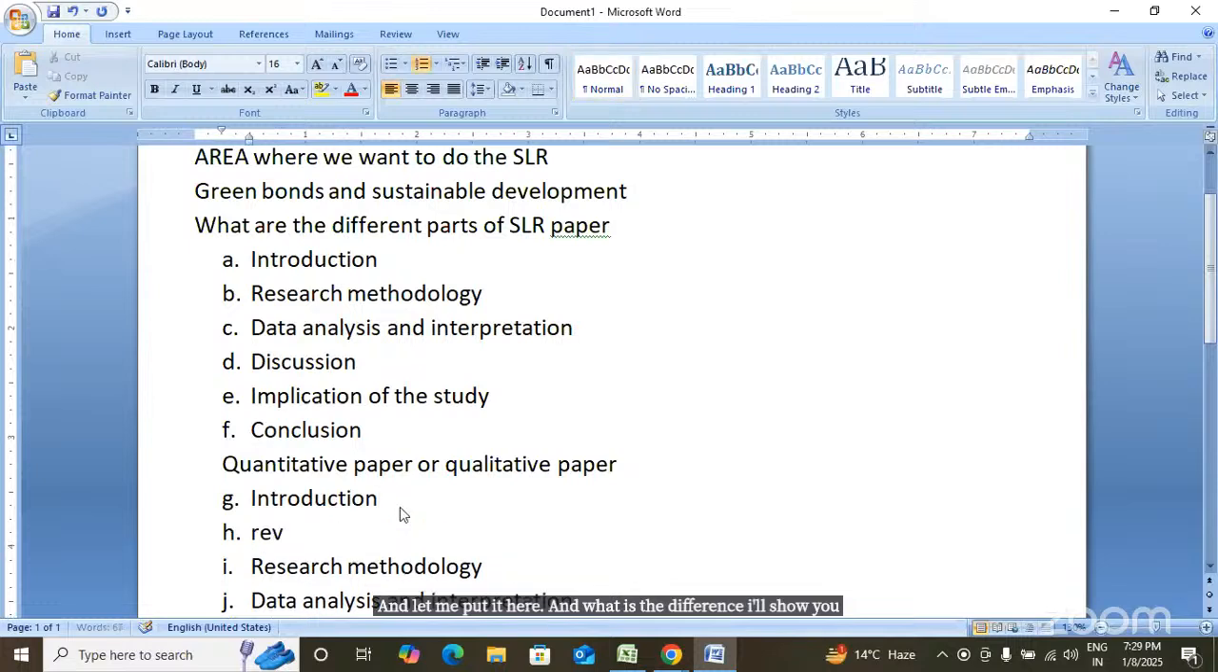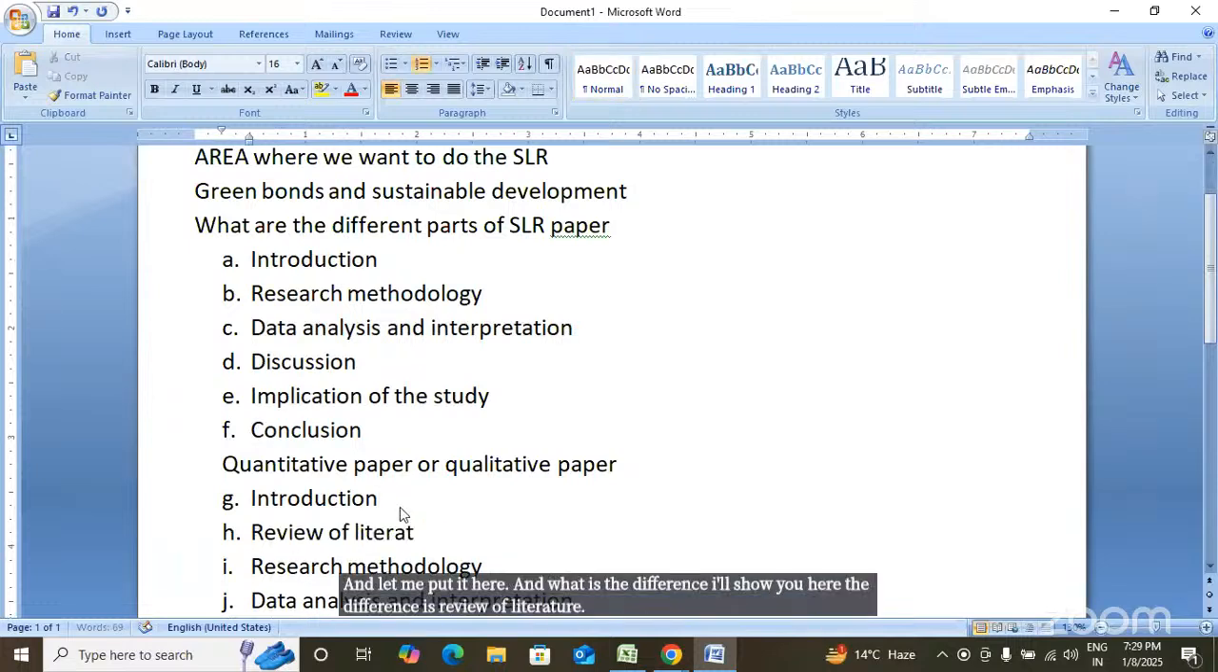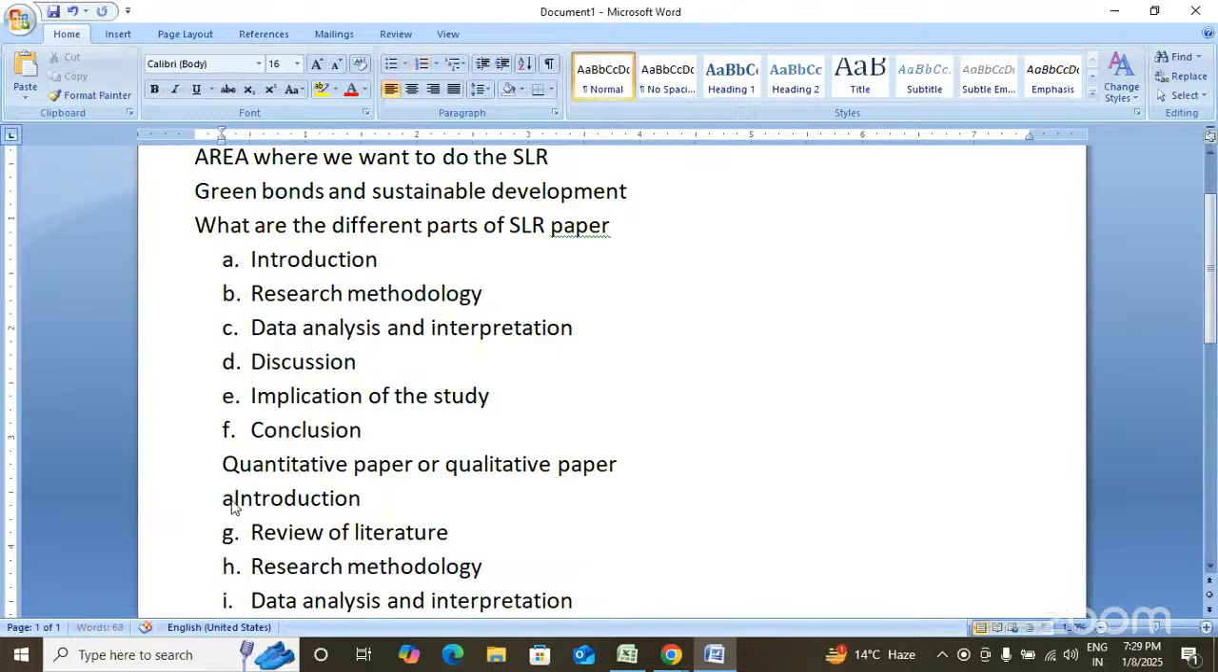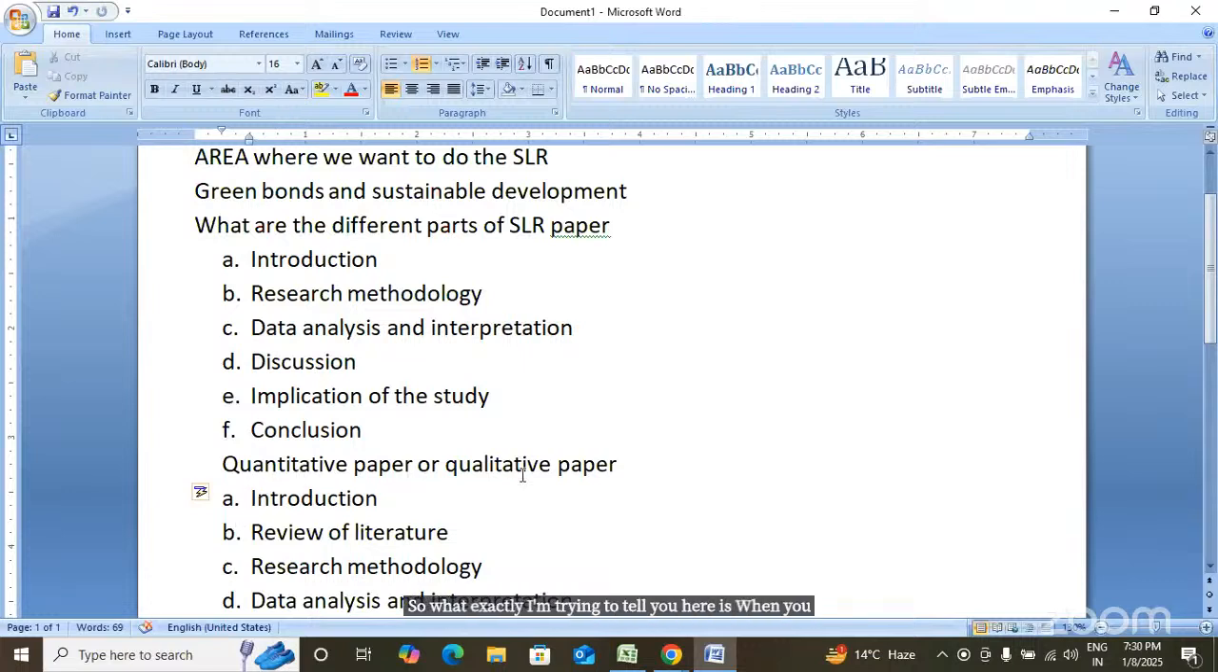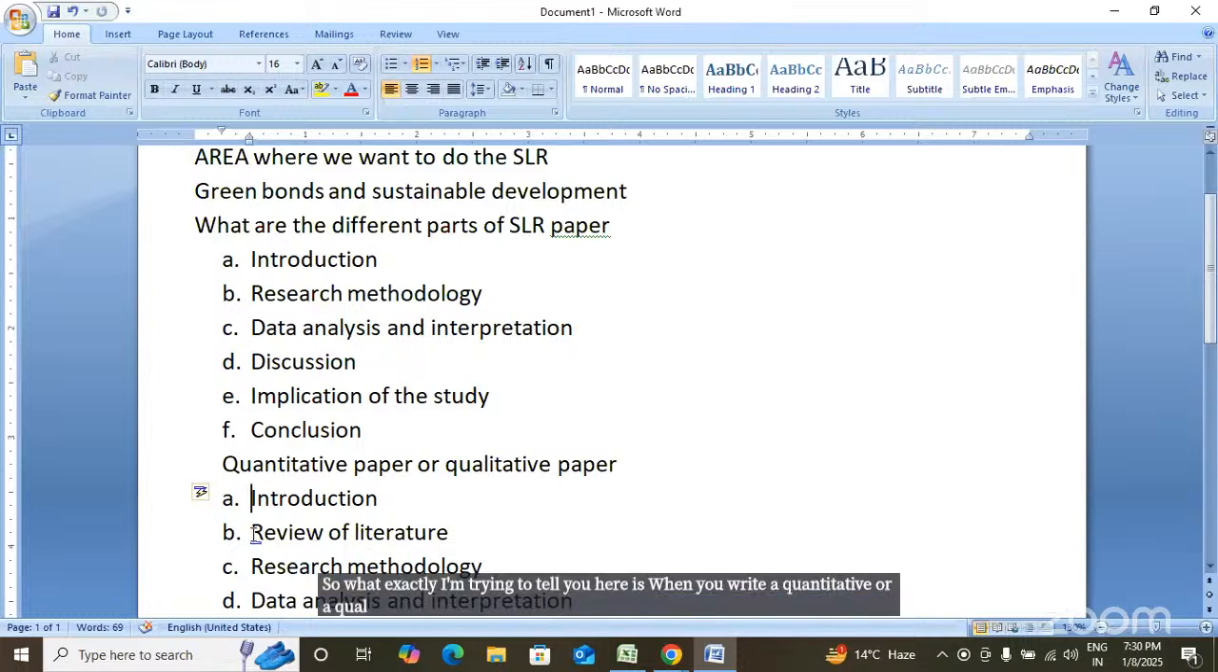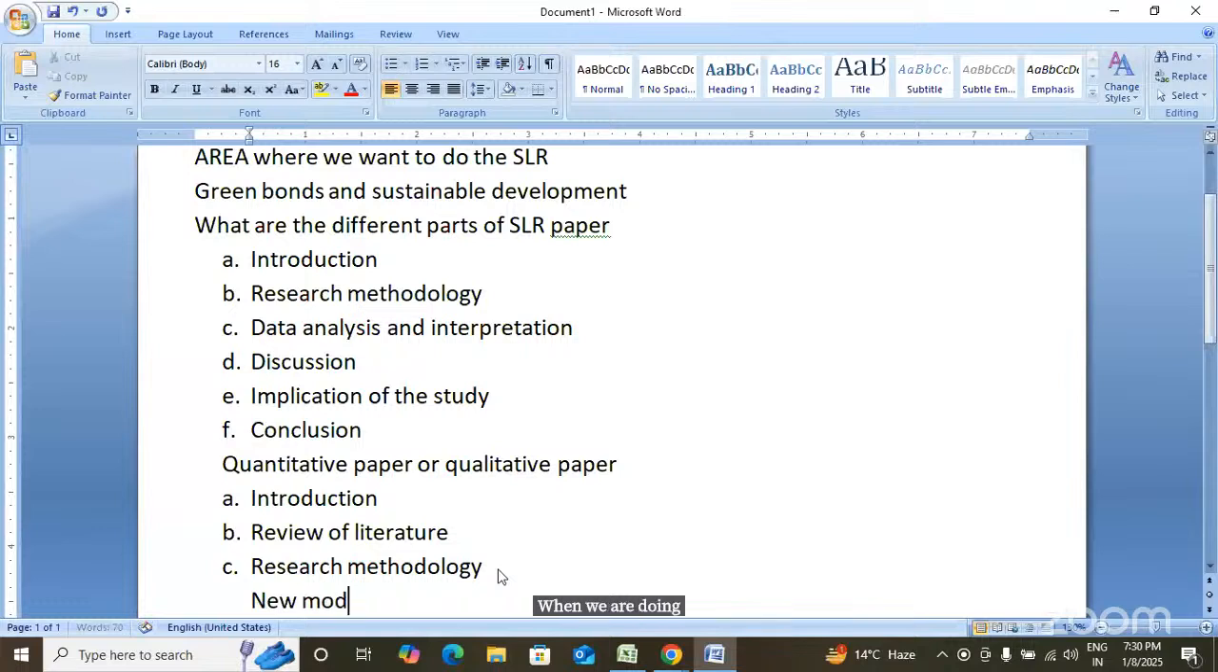Here the difference is review of literature. What exactly I'm trying to tell you here is, when you write a quantitative or a qualitative paper, review of literature is a part of the paper and you create a new model into it. When we are doing a paper from here, we are creating a new model here.